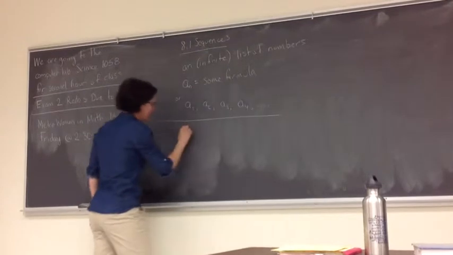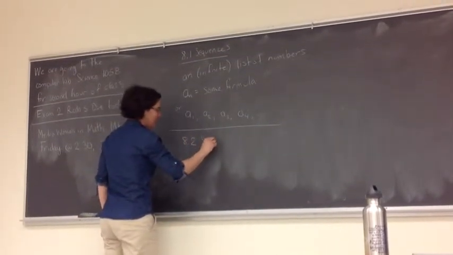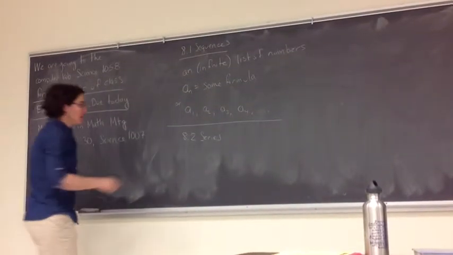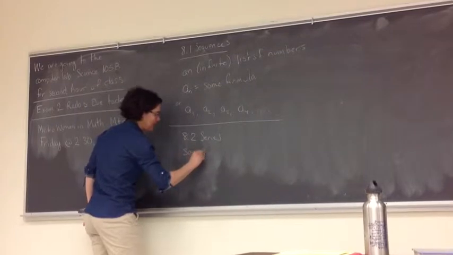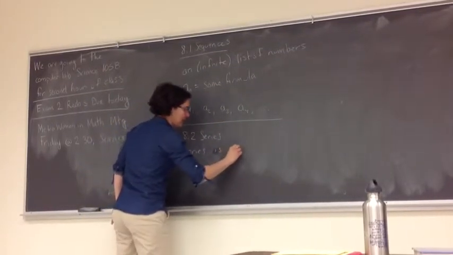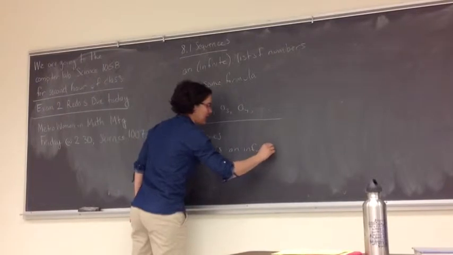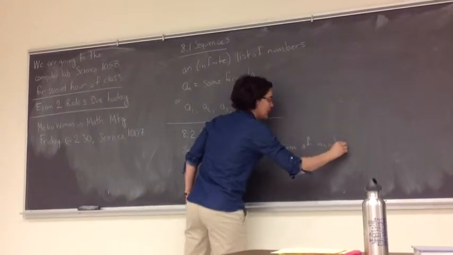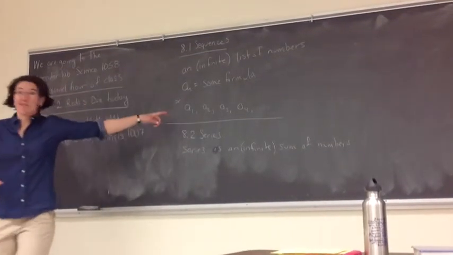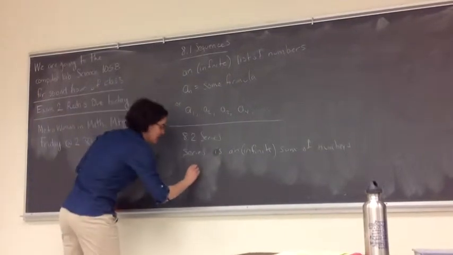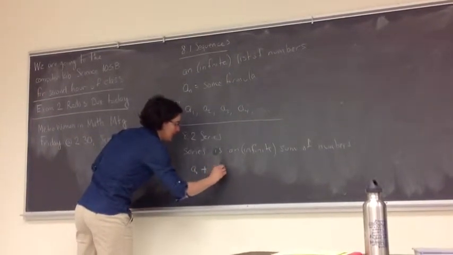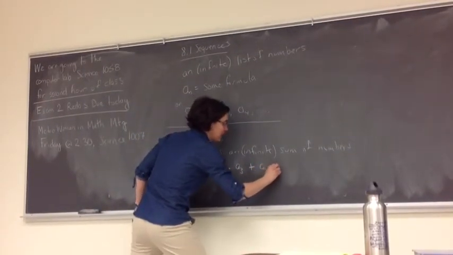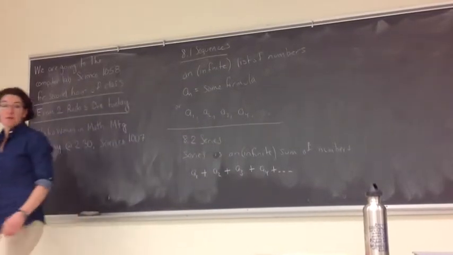And then at the very end of class, I started to talk about section 8.2, which is the introduction to series. And a series is an infinite sum of numbers. So rather than having commas between the numbers that I'm looking at, I might have something like a1 plus a2 plus a3 plus a4. And I have plus signs between every single number.